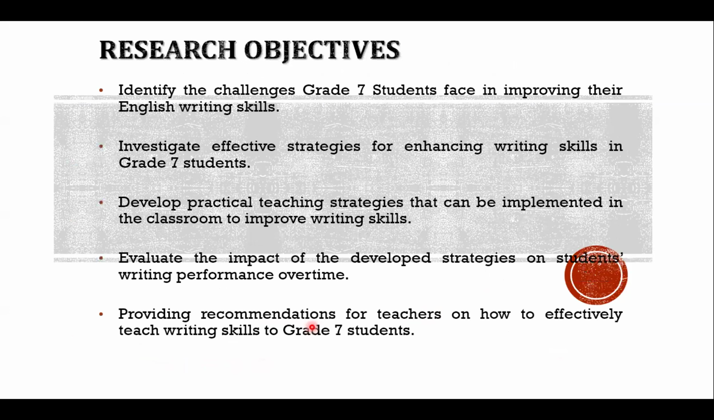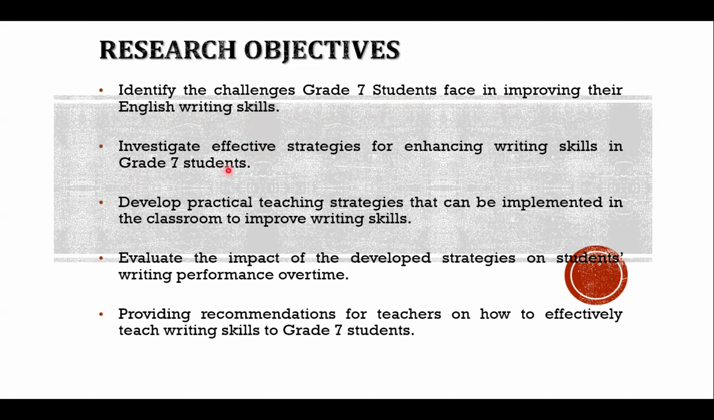Next one, research objectives. Identify the challenges grade 7 students face in improving their English writing skills. So this is the first research objective of my action research. This objective means the research will find out what problems or difficulties the grade 7 students have when trying to get better at writing in English. It aims to understand what makes it hard for them to improve their writing skills.